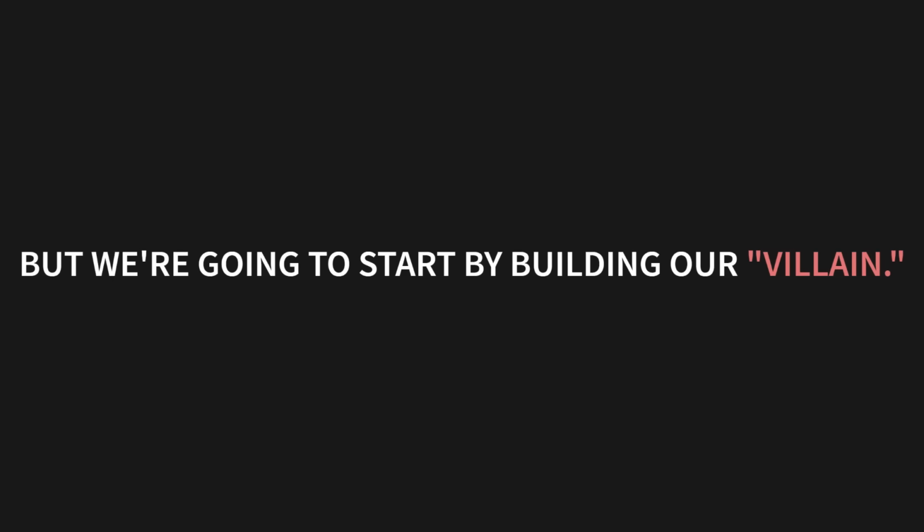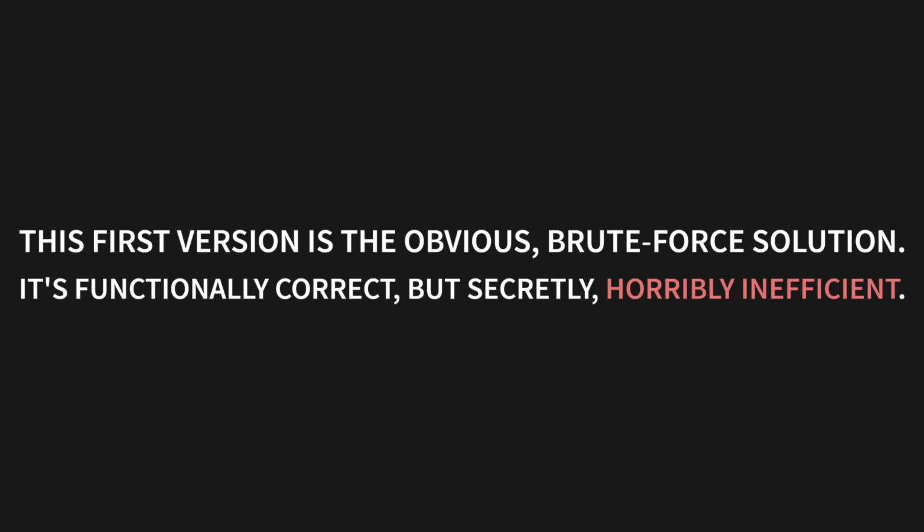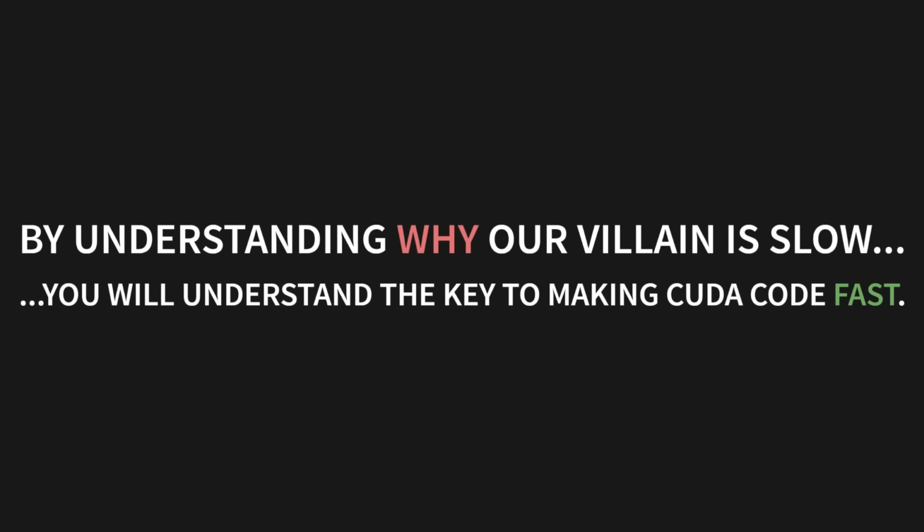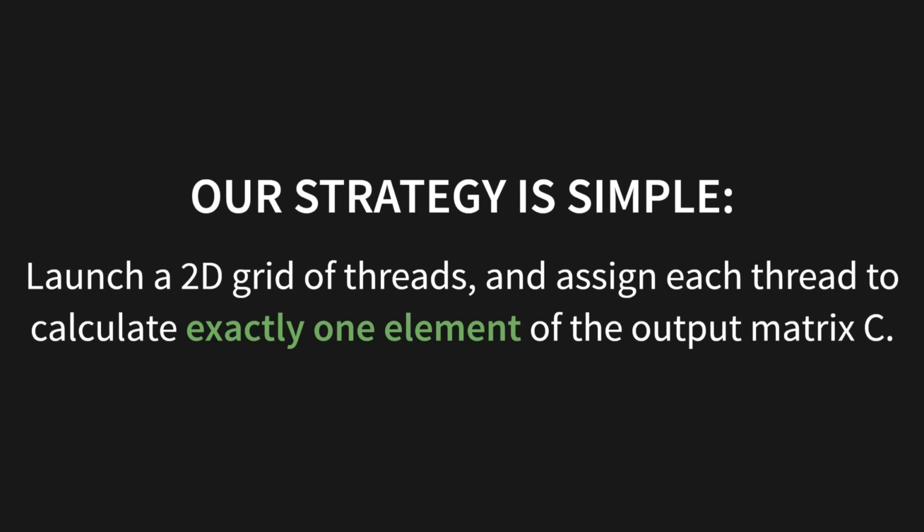Haha, that's right. This first version is the obvious brute force solution. It's functionally correct, but secretly, it's horribly inefficient. And here's the key. By understanding exactly why our villain is so slow, you will understand the key to making CUDA code fast. Our strategy is simple. We're going to launch a 2D grid of threads and assign each thread to calculate exactly one element of the output matrix C. Straightforward, right?